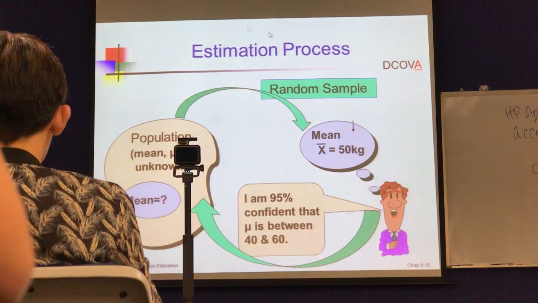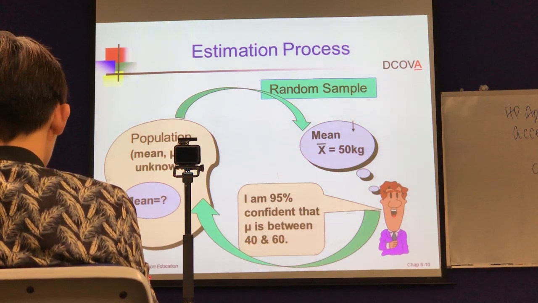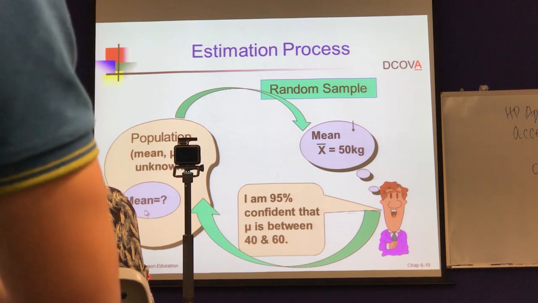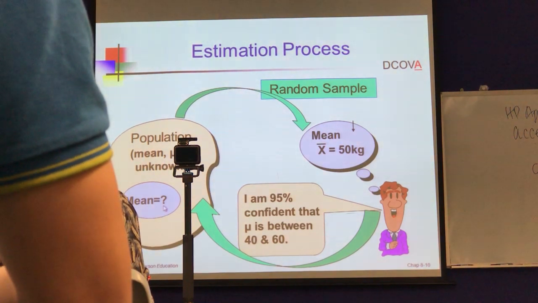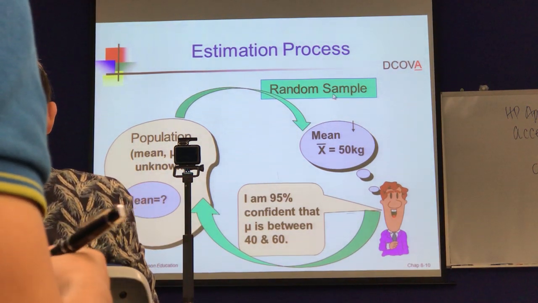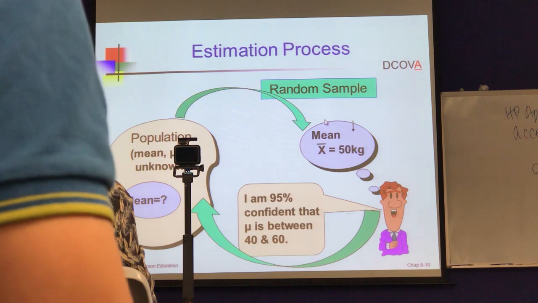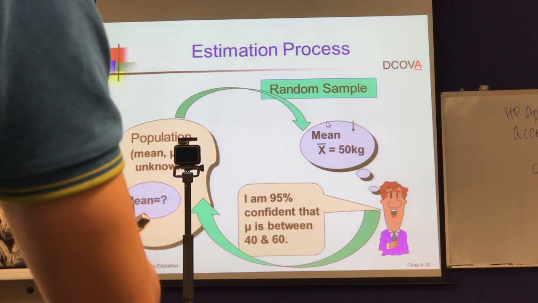If you are lost, let's start from the beginning. Hopefully within 1 minute or 30 seconds you understand. I want to find out the population mean, which is mu. It is unknown, I want to find out. So what I do is I take a random sample. How do I do that? Back to lesson 1: stratified, cluster, systematic, simple. Remember that? So I took a sample.